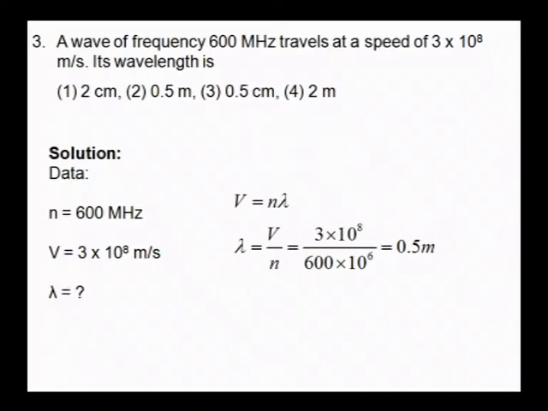Now, before doing the substitutions, we have to convert megahertz to hertz, the SI unit. 1 megahertz is equal to 10 to the power of 6, since mega means 10 to the power of 6. So, 600 megahertz means 600 into 10 to the power of 6 hertz. Doing the substitutions, V is equal to n lambda, so lambda is equal to V by n. V is 3 into 10 to the power of 8, frequency is 600 into 10 to the power of 6. We can write 600 into 10 to the power of 6 as 6 into 10 to the power of 8, 10 to the power of 8 gets cancelled, 3 by 6 is 0.5 meter.